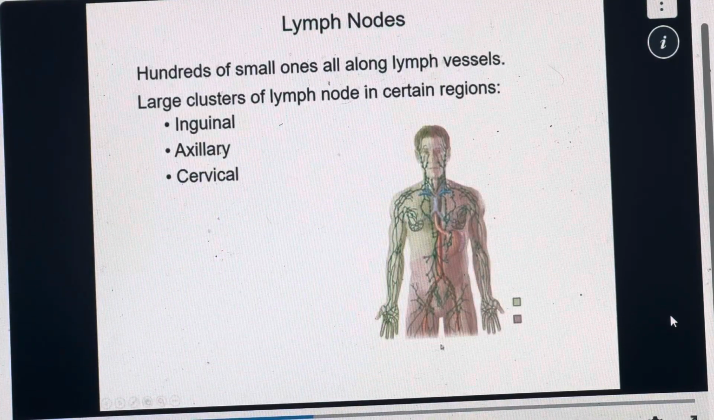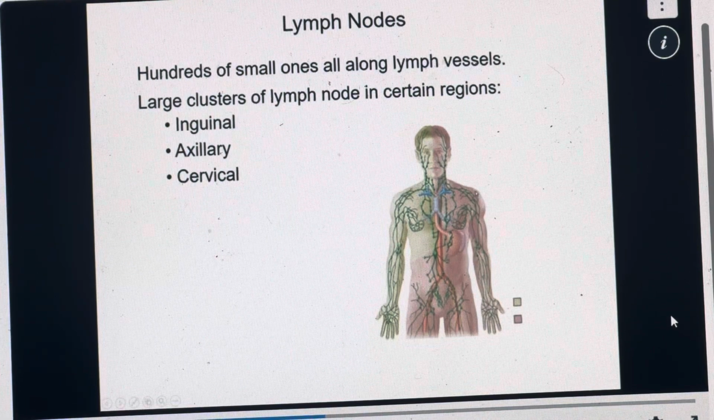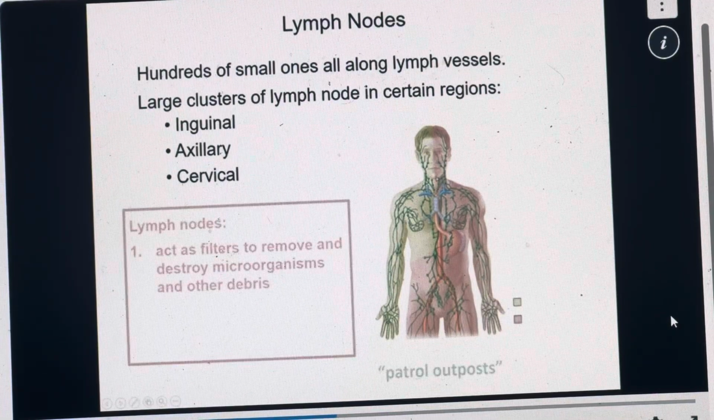Now at points all along these lymph vessels, we have hundreds and hundreds of lymph nodes. They're located all along the length of these vessels, but there are areas where they are particularly dense, and we have large clusters of them. And those are in particular regions of the body, including the inguinal region, which, as you guys remember, is around the groin, axillary, which means the armpit, and the cervical region, which is, of course, the neck.